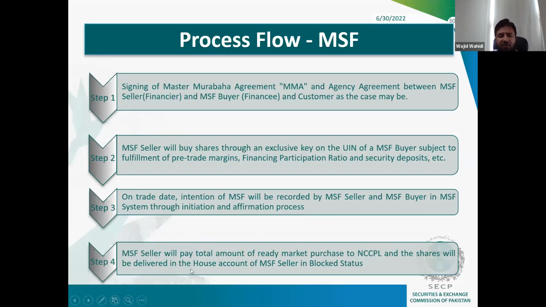After that, the MSF seller will pay the total amount of the ready market purchase to NCCPL, and these shares will be delivered in the house account of the MSF seller in block status. Such shares cannot be used. So the first transaction is executed. The financier bought shares on the investor's behalf and took the custody of those shares.